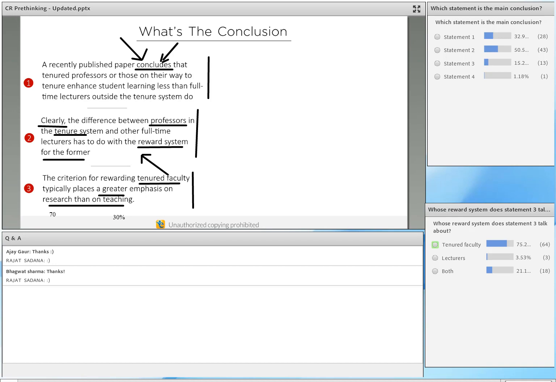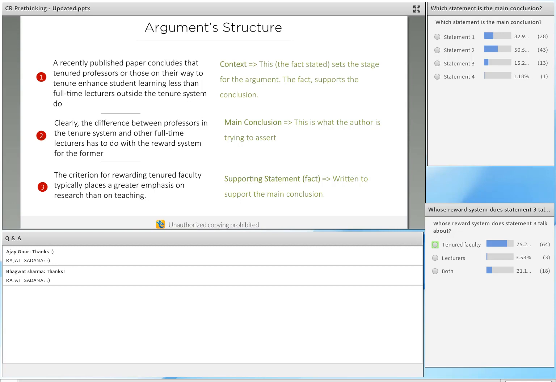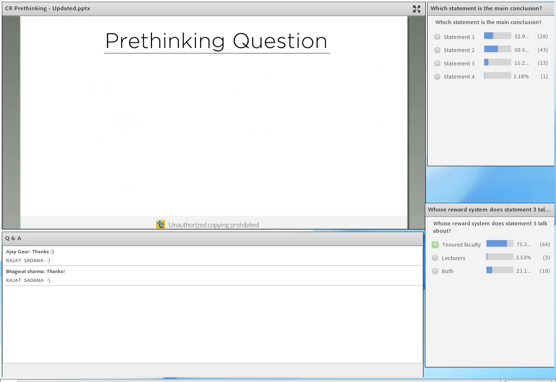Saurabh says, don't full-time lecturers get reward? I think they do, but we don't know anything about it, Saurabh. Which is kind of the interesting thing about this argument. Okay, so again, to reiterate, this part is the main conclusion. This is a supporting statement, a data point. And then this is context, which is another fact on which the entire argument is based.